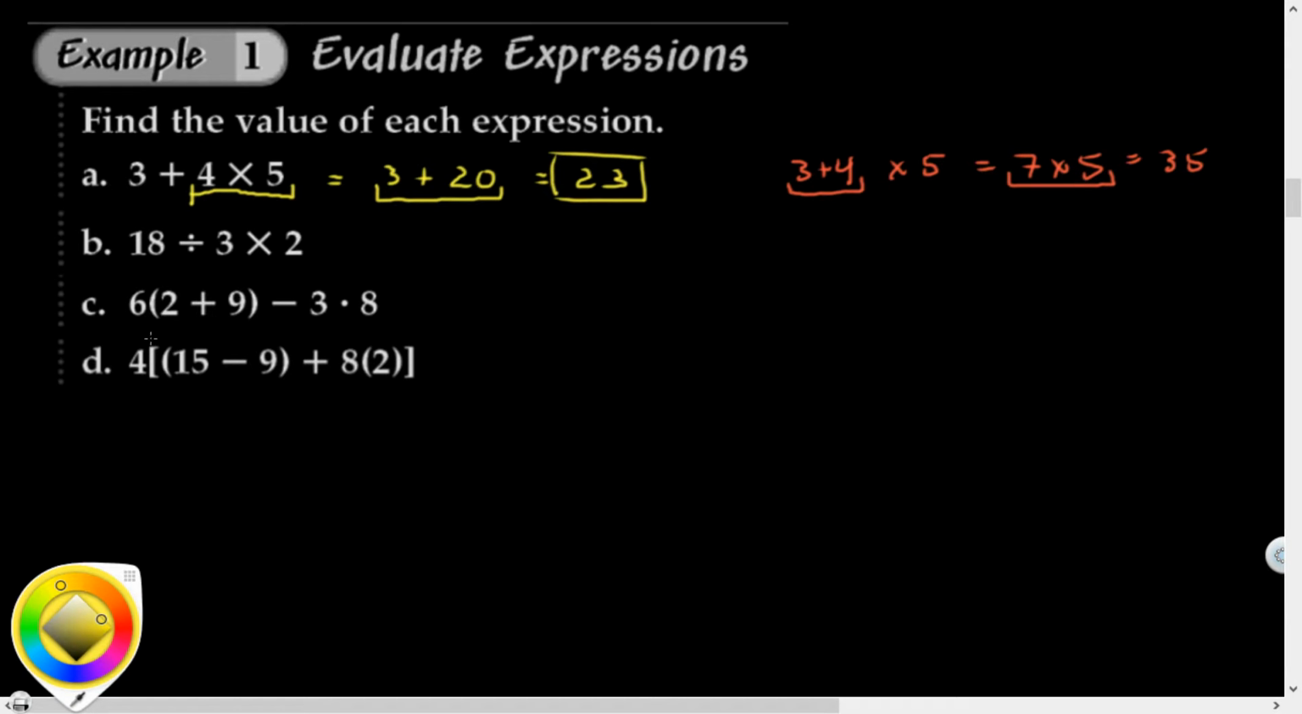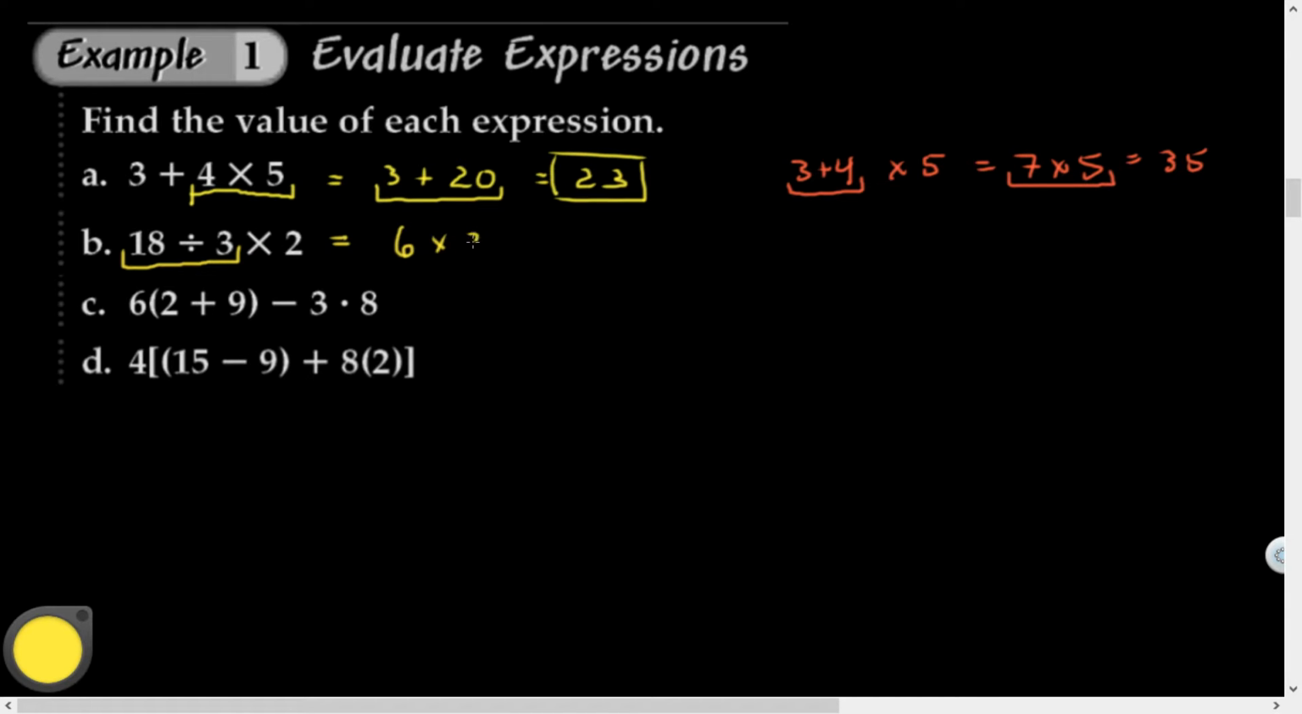Okay, how about this next problem, part B? Which operation should I do first? Division. But isn't PEMDAS multiplication and then division? It could be either or. So which one do I choose and why? Division, because I'm going left to right. So the division shows up first from moving left to right. So I'll do 18 divided by 3, which is 6. And then 6 multiplied by that 2 is 12.